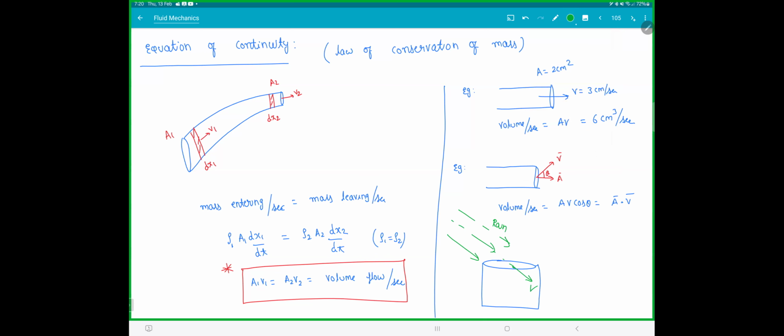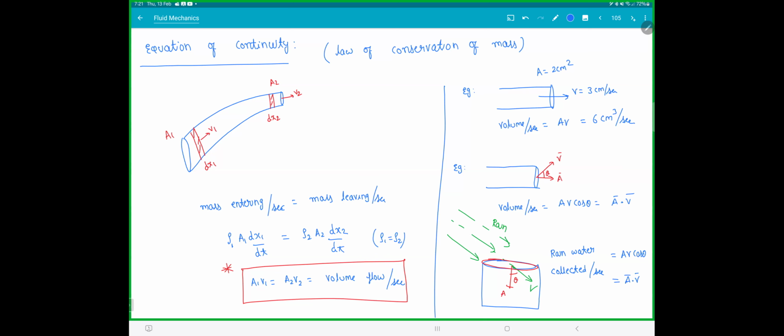So this is rain. This is that area vector A bar. If the water is coming at an angle and the area is at an angle, then the rainwater collected per second is AV cos theta, which is A bar dot V bar. That's the vector form of writing the volume flow per second.